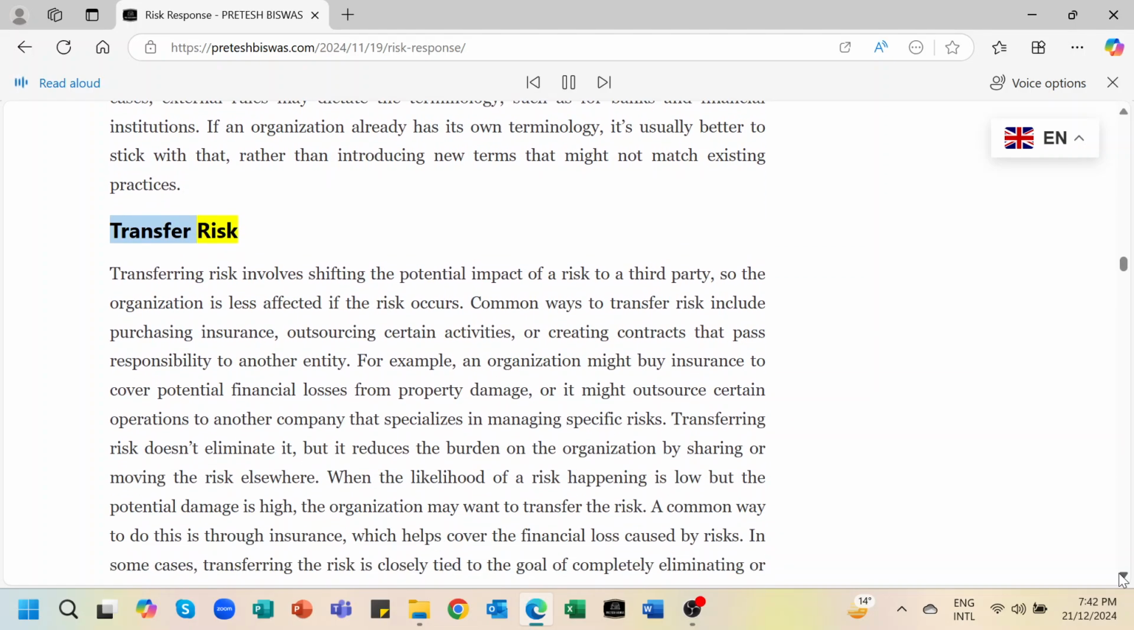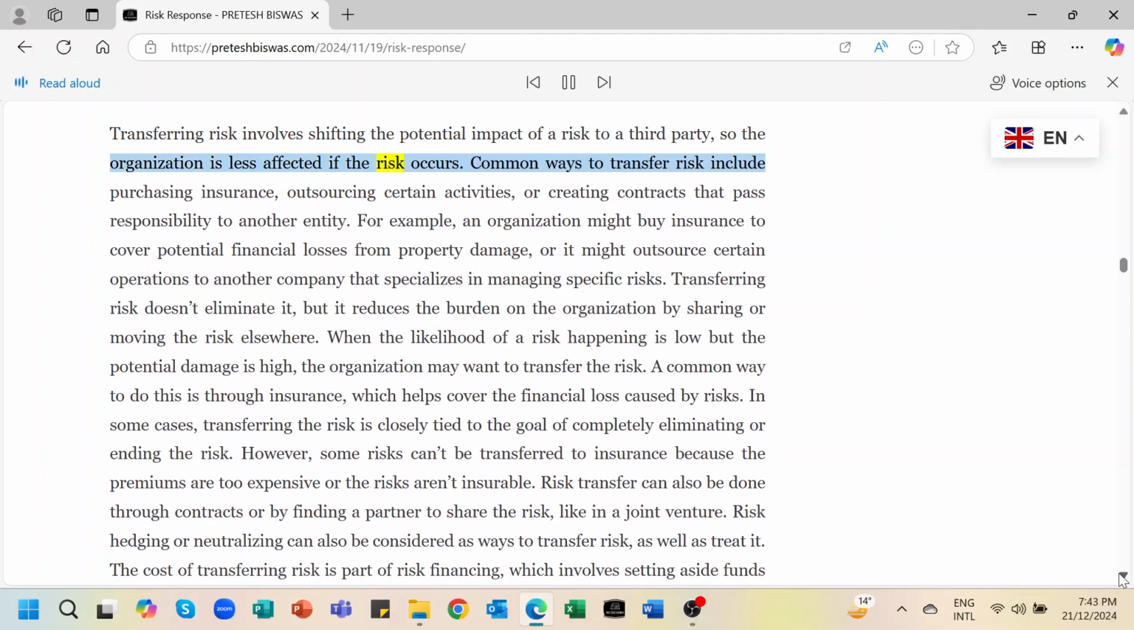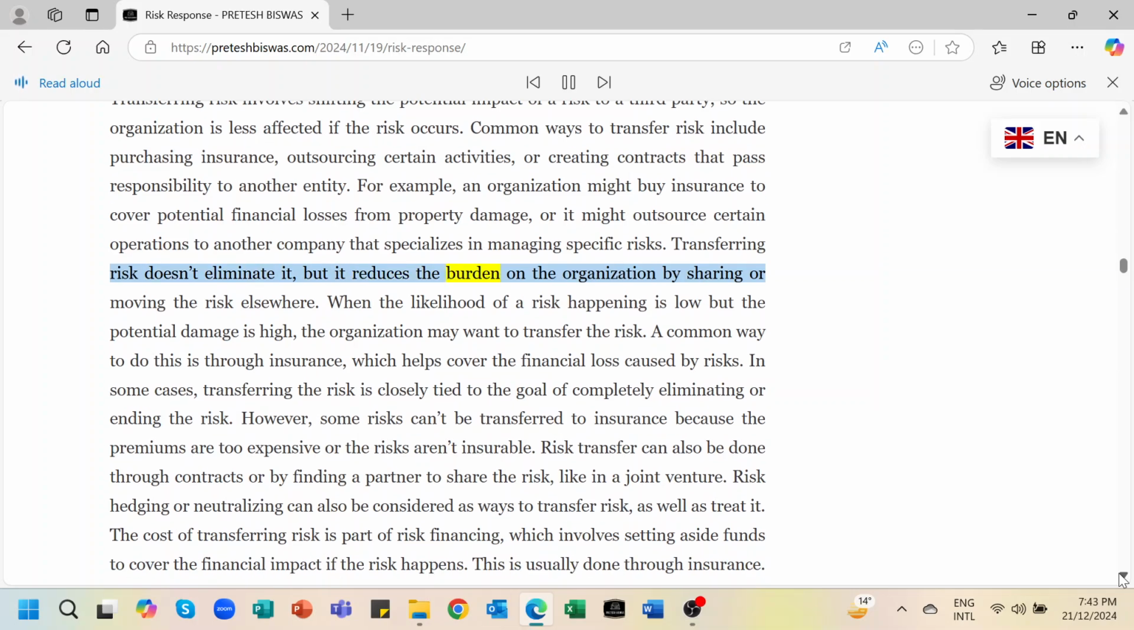Transfer risk. Transferring risk involves shifting the potential impact of a risk to a third party, so the organization is less affected if the risk occurs. Common ways to transfer risk include purchasing insurance, outsourcing certain activities, or creating contracts that pass responsibility to another entity. For example, an organization might buy insurance to cover potential financial losses from property damage, or it might outsource certain operations to another company that specializes in managing specific risks. Transferring risk doesn't eliminate it, but it reduces the burden on the organization by sharing or moving the risk elsewhere.